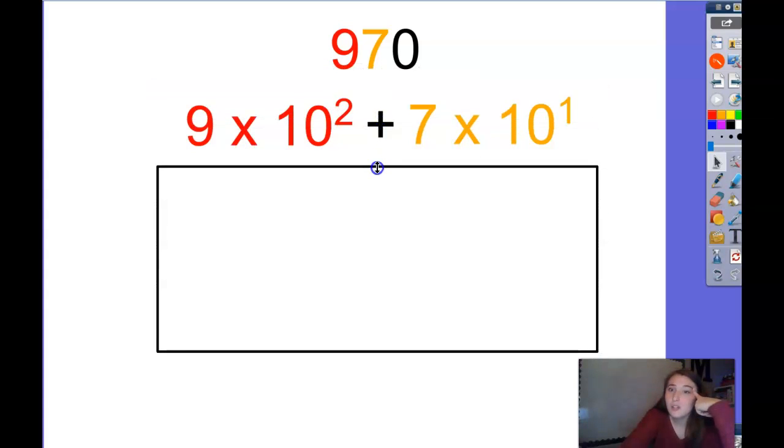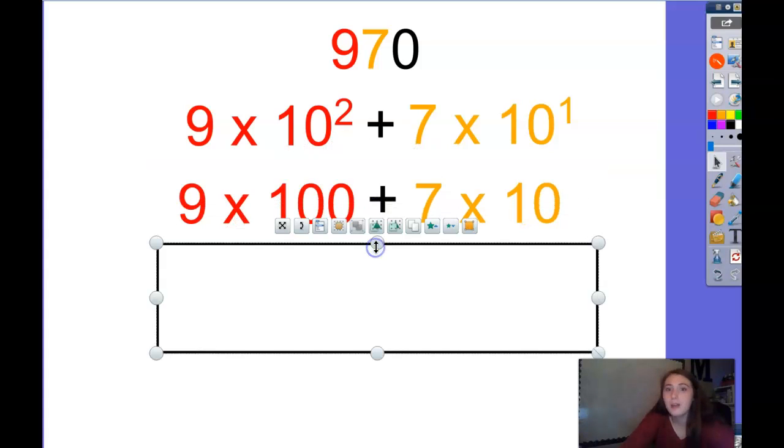If I make this into exponential form, I see that 9 times 10 to the second is for my red, my 900, because 9 is in the hundreds place. And 7 times 10 to the first is for the 70, because it is in the tens place. There's also one place value after the 7 for the ones, and there are 2 place values to the left of the ones for our 900. So we're not going to put that into our expanded form.